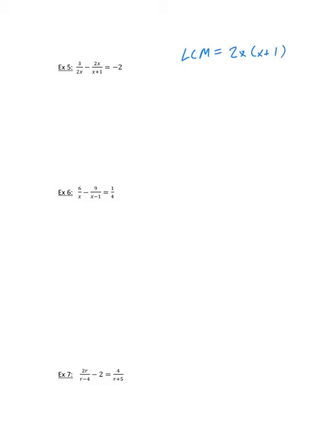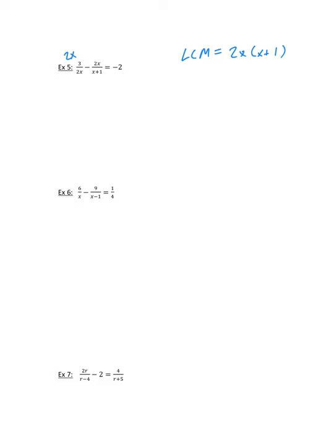All right, guys, so today we're going to start with example 5, where we left off yesterday. And these are examples where you have denominators that are monomials and binomials. So the least common multiple that you're going to multiply by is going to be the product of the two. So your least common multiple that you're going to multiply all terms by is going to be 2x times x plus 1. Very similar to when you're adding and you're looking for the common denominator.